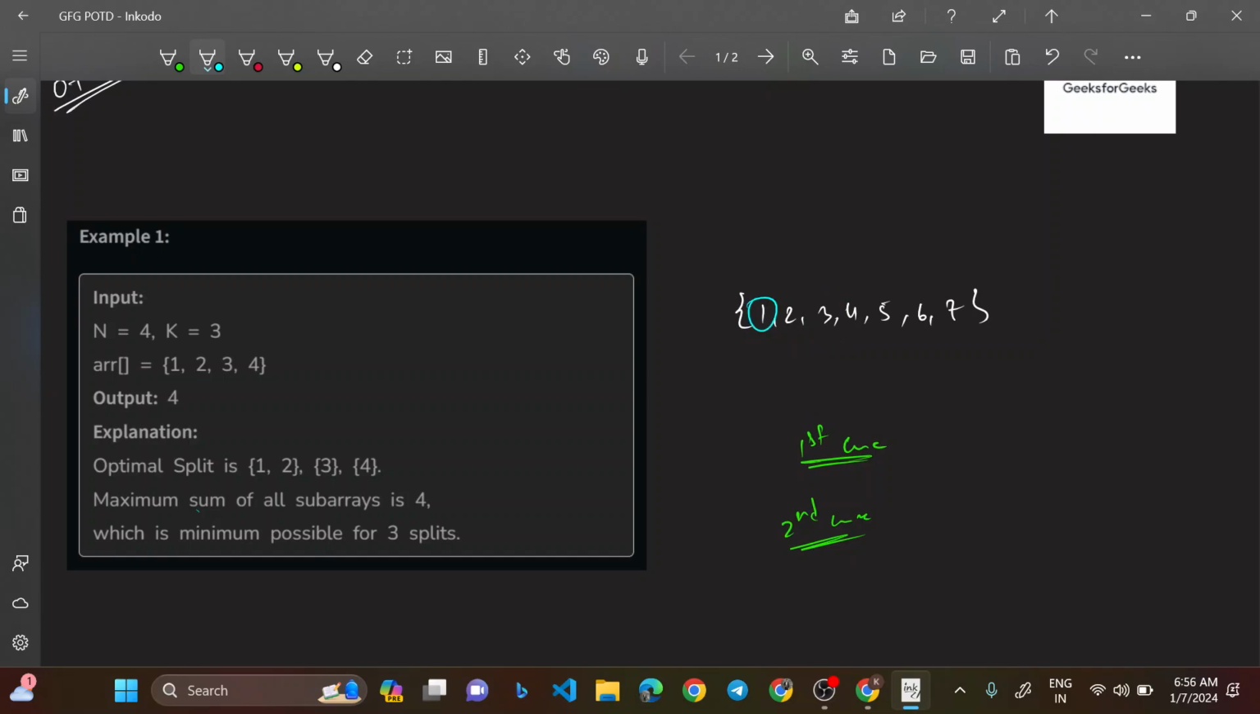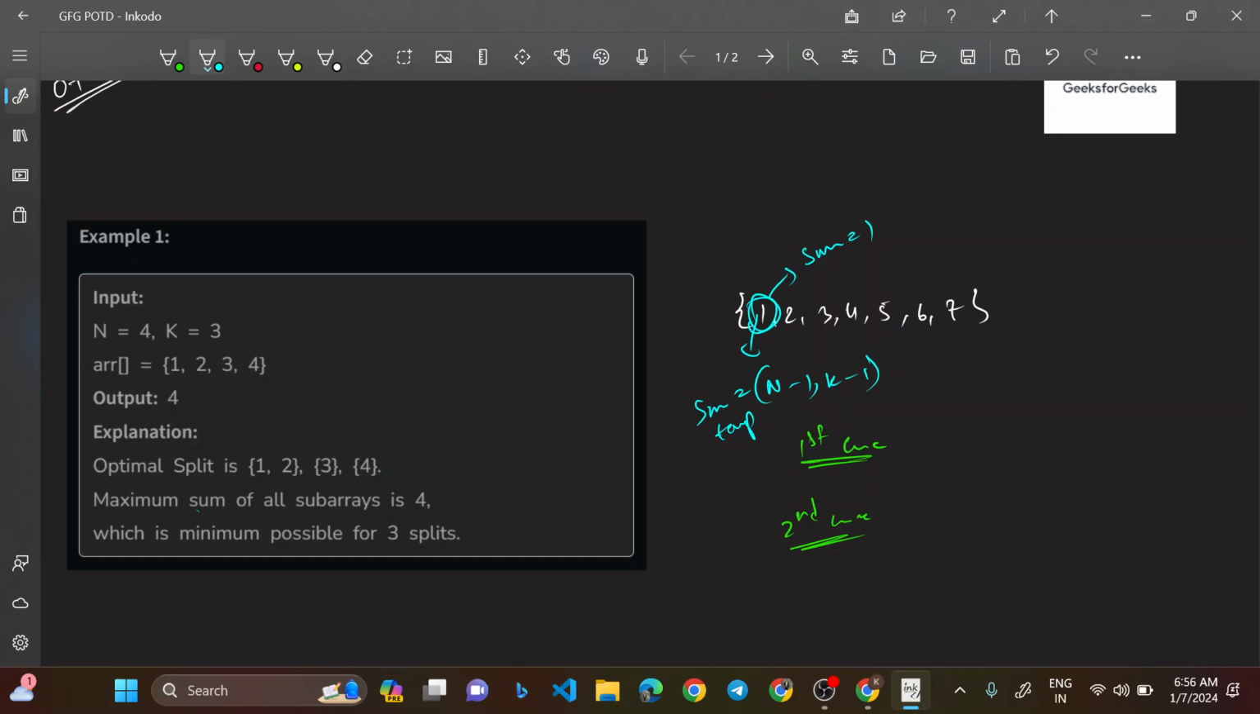So if you're taking only this particular one as one subarray, then you still need to make k minus 1 subarrays from the n minus 1 elements that are left. Okay, this is one case. Whereas here you're considering this one as one subarray. Let us assume the sum you got from this is 1, and from the rest the maximum sum is some temp. Now out of these two, what would be the minimum maximum that you'll return? I hope I'm making sense.